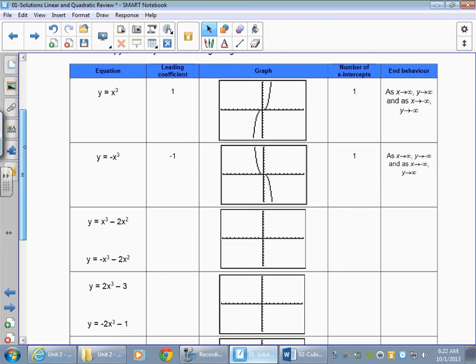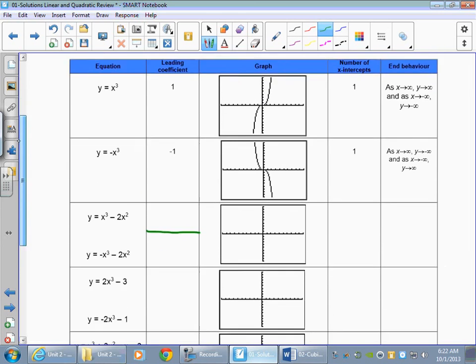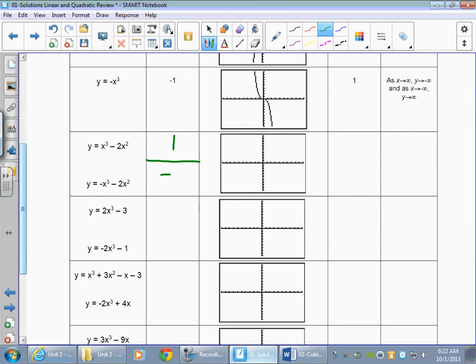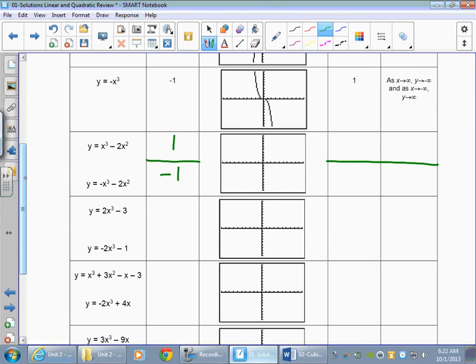So basically, the first two are sort of given, and then I'm asking you to do 2 per graph, essentially. It doesn't take up a lot of room in any of these. Essentially, this is going to be, what is the leading coefficient? 1 here, negative 1 here. So you can kind of do a split screen, if you will. I didn't split it for you. Number of x-intercepts. Well, until I actually see the graph, I'm not going to know these answers. And then once I see the graph, I can fill in the other 2 sections as well.